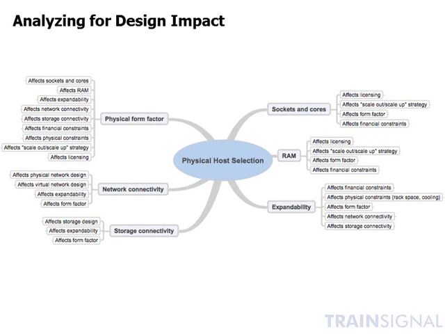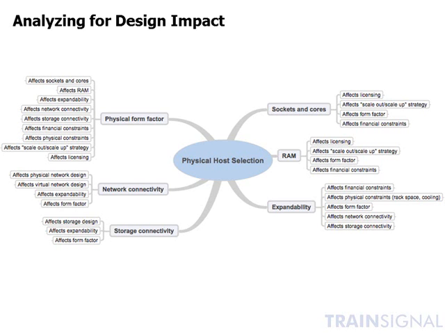But when we come to the point of physical host selection, we have a lot of different things we have to select here, and this has a very broad impact on a lot of different areas. So if we look, for example, just at the aspect of physical form factor, before we even get into how much RAM each server is going to have and how many sockets and cores, if you look just at the idea of physical form factor, that affects how expandable the servers are going to be.